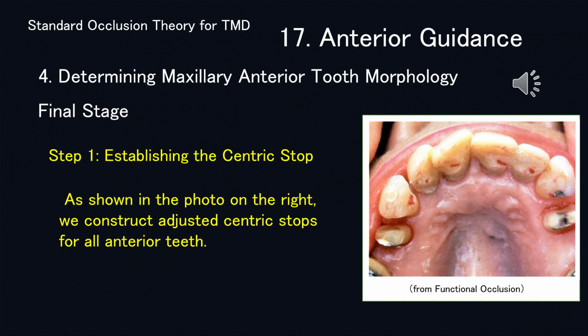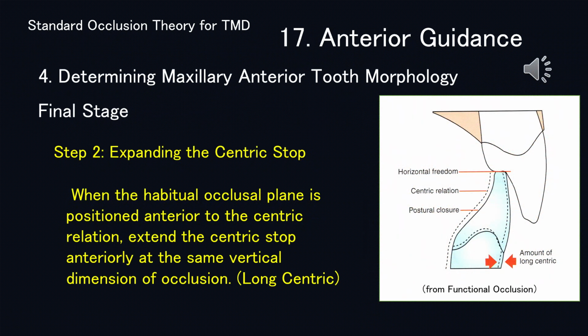Step 1. Establishing the centric stop. As shown in the photo on the right, we construct adjusted centric stops for all anterior teeth. Step 2. Expanding the centric stop. When the habitual occlusal plane is positioned anterior to the centric relation, extend the centric stop anteriorly at the same vertical dimension of occlusion. Long centric.